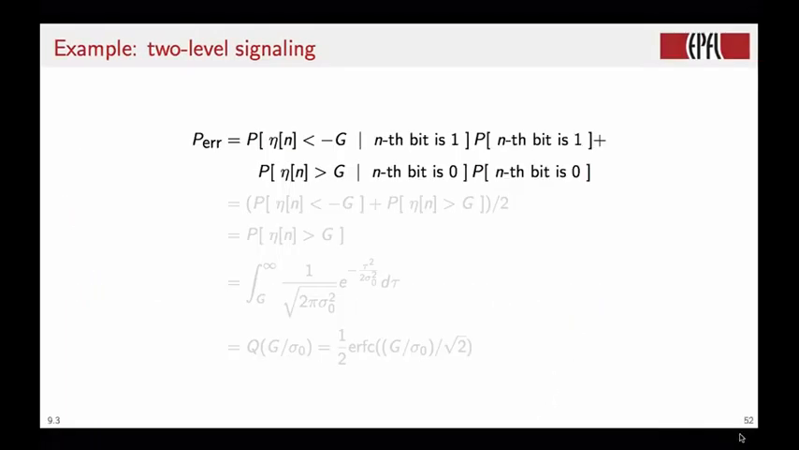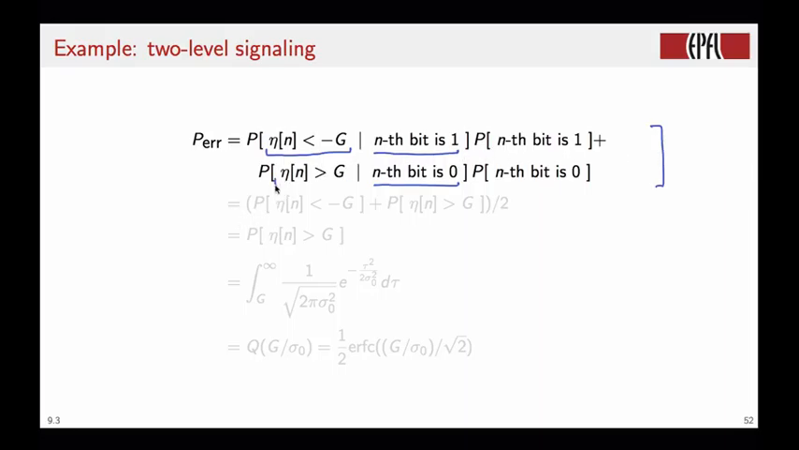With this hypothesis, the probability of error can be written out as follows. First of all, we split the probability of errors into two conditional probabilities, conditioned by whether the nth bit is equal to 1 or the nth bit is equal to 0. In the first case, when the nth bit is equal to 1, remember the produced symbol will be equal to G. So the probability of error is equal to the probability for the noise sample to be less than minus G, because only in this case the sum of the sample plus the noise will be negative.